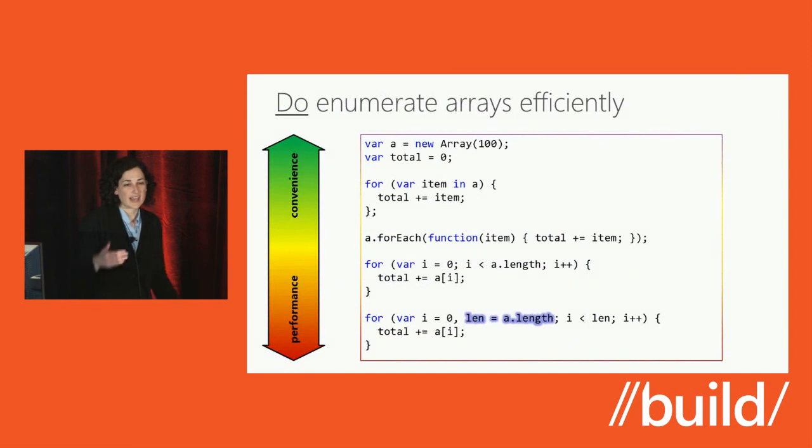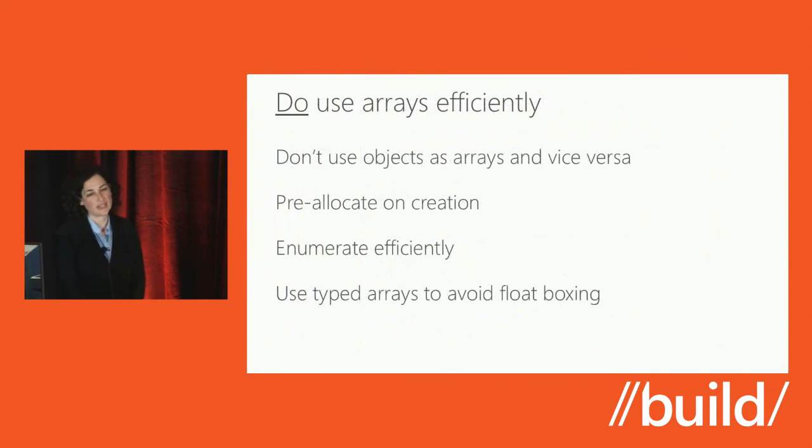Enumerate arrays efficiently. This goes from the slowest to the fastest. You can do things like forEach, which comes with an additional function call that might cause you to capture a closure variable. And that could be even worse from a garbage collection perspective, because you can end up holding on to objects that you didn't intend to. Generally, direct iteration is the right thing to do. It's also a good practice to cache the length as well. So use arrays efficiently. Don't use objects as arrays and vice versa. Pre-allocate on creation and enumerate efficiently. Use typed arrays to avoid float boxing.